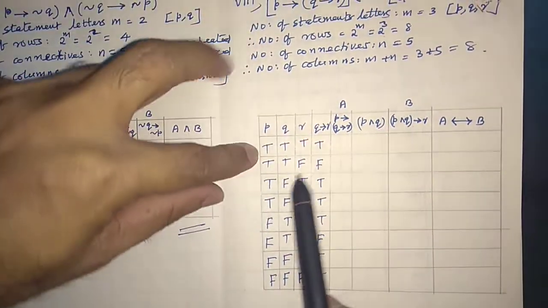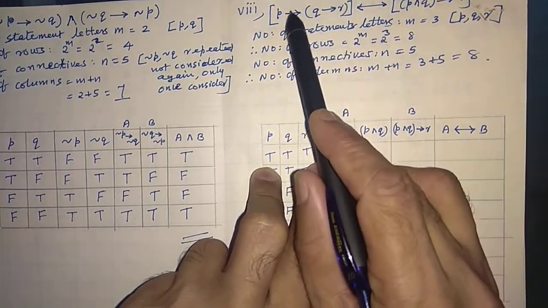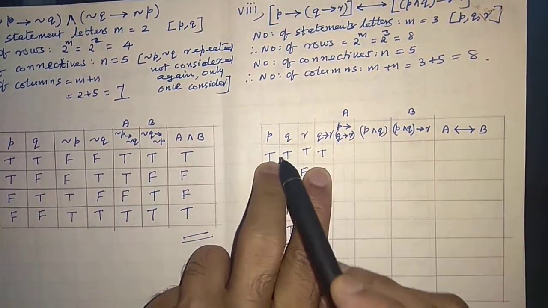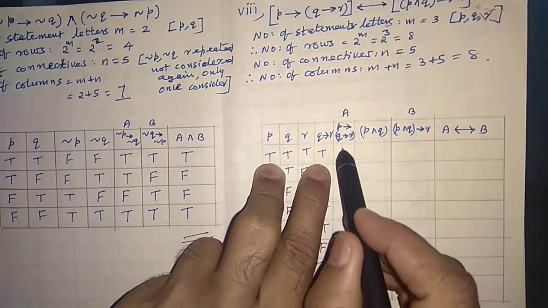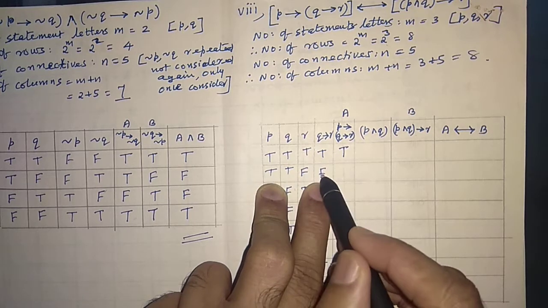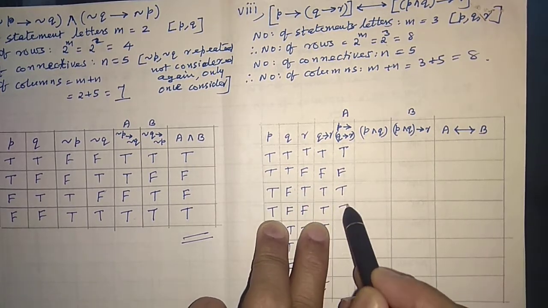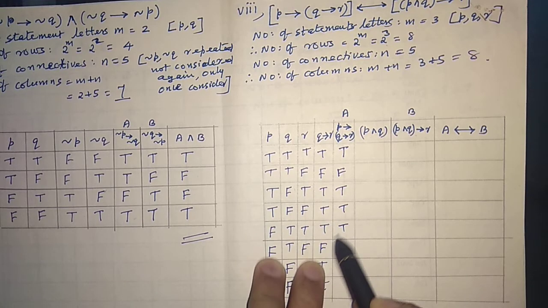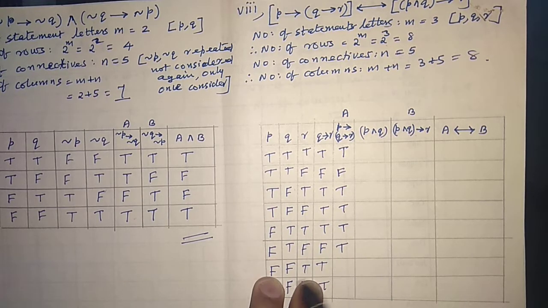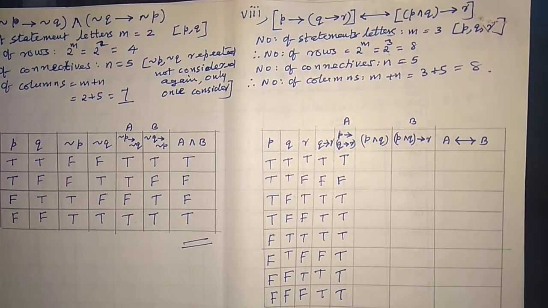Now P implies Q. P implies this. Simple implication only. See, simple implication of these two. First is T, second is TT. TF only in this case. See this and this, F. This is T, T. FTT. FFT. FTT. FTT. Okay. Now we made this part.